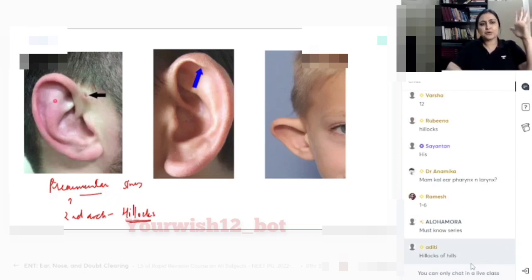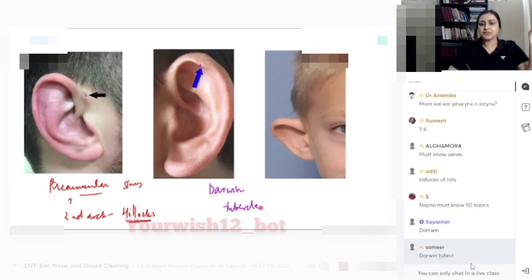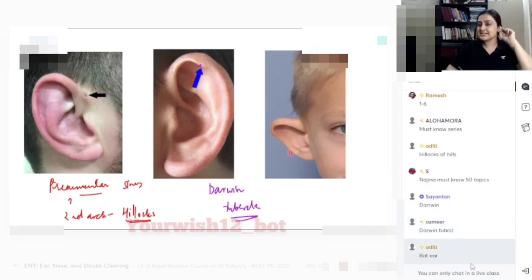What is this? इसका कोई पैथोफिजियोलॉजी नहीं है. This is just a normal variant. We don't have to do anything here. What is this? हाँ, ये डार्विन का ट्यूबरकल. Okay, survival of the fittest, Darwin's. And what is this? आमिर खान जैसा बाहर.